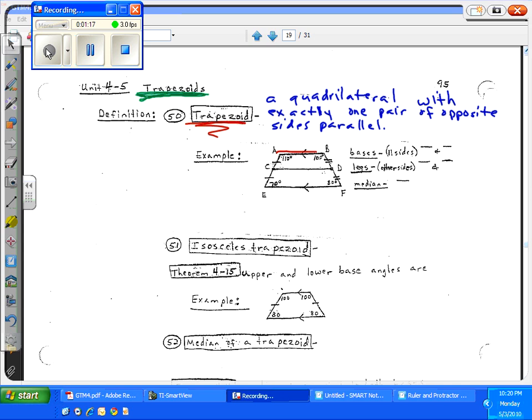The parallel sides are called the bases. We can call them base 1 and base 2, or upper base and lower base. So the bases were side AB and side EF. The non-parallel sides are called legs.